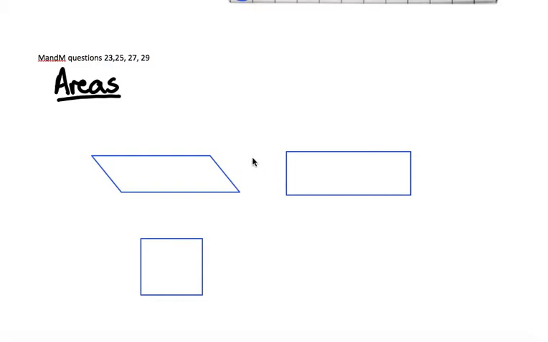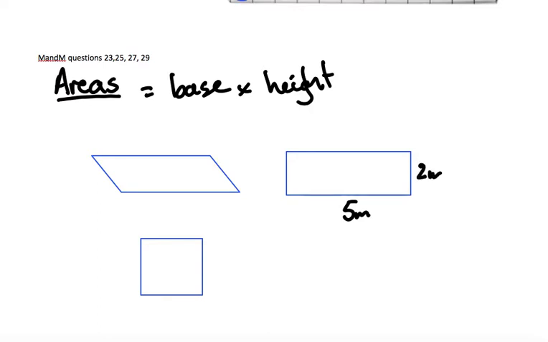Hi, here are the questions on areas. For these three shapes, your parallelogram, your rectangle and your square, the area formula is always the same. The area is base times height. Very easy. So if this is 5 meters and that is 2 meters, the area is 5 times 2, 10 meters squared. Area is always in squared units.